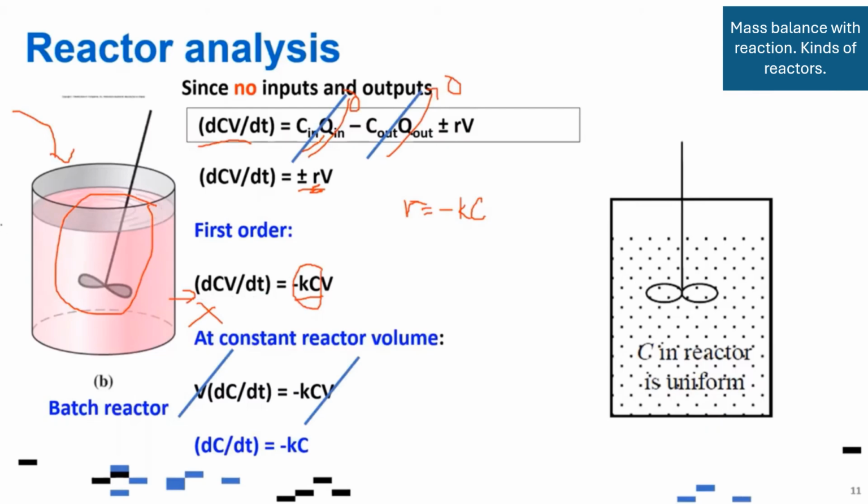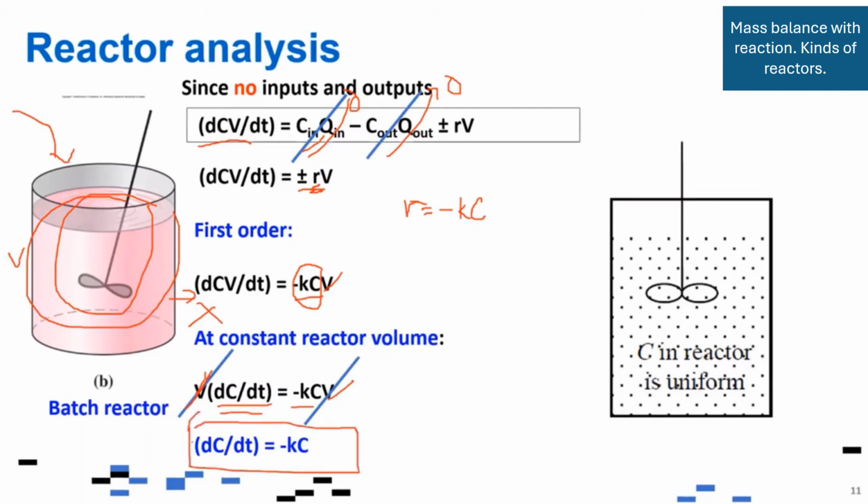If we make this one, because the volume is constant, so the V here, the volume of this reactor, is constant. So you can cancel out the volume, this part here and this part. What remains is dC over dt is equal to minus kC. All right. So now we have the equation for a batch reactor based on the concentration.